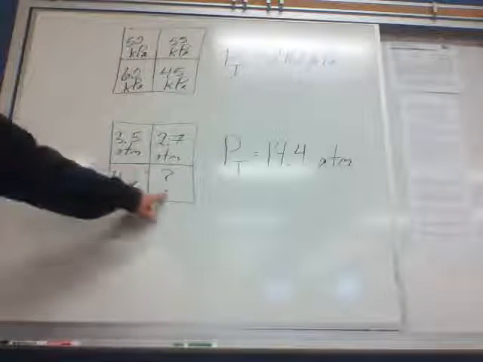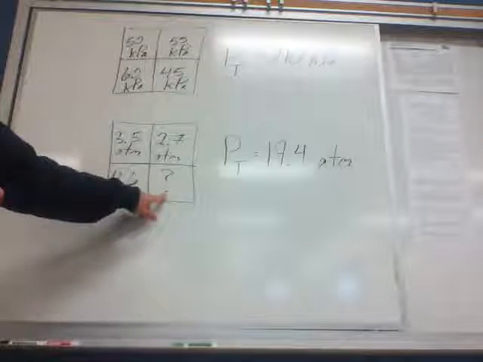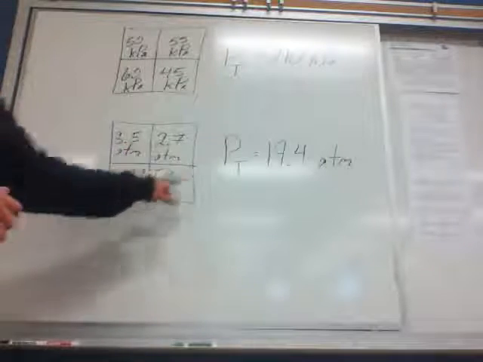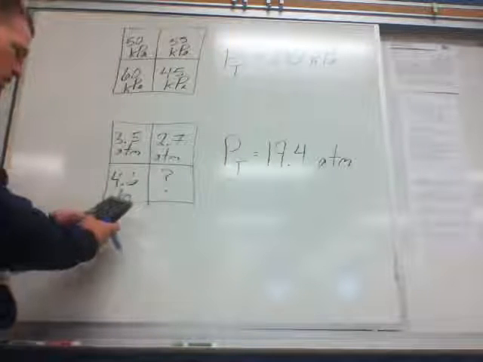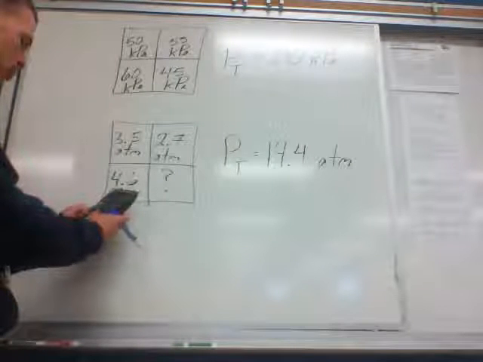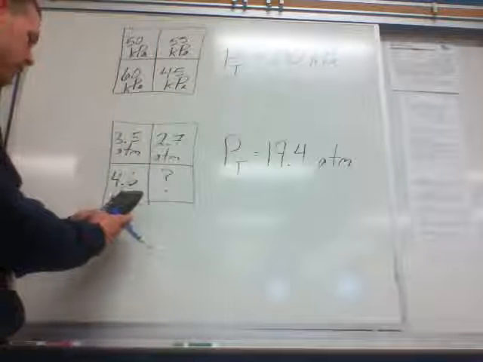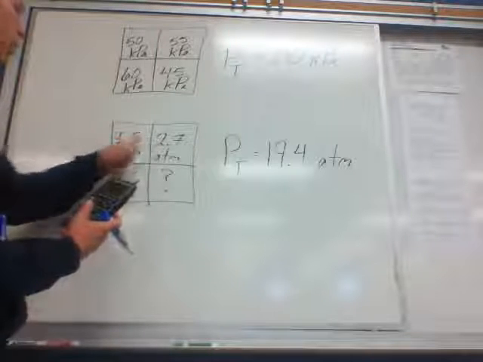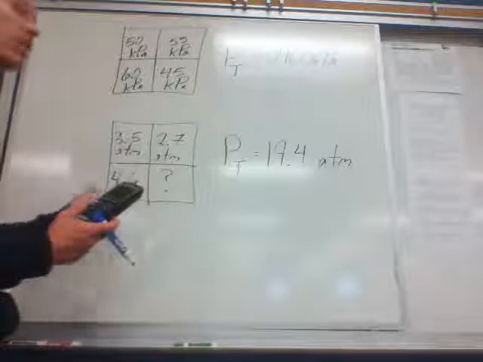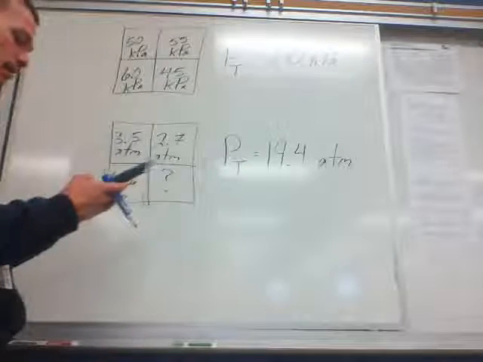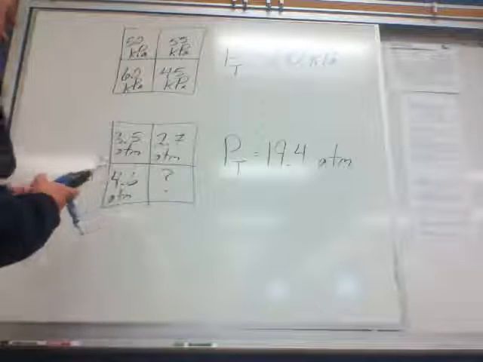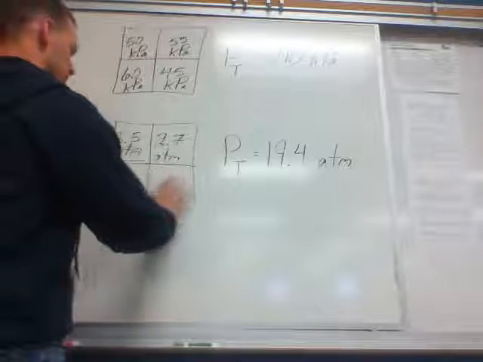To find my missing partial pressure, I know that all four of those added together must equal 19.4. So 3.5 plus 2.7 plus 4.6, those three together are 10.8. So I need the difference of 10.8 to get to 19.4. And I get 8.6.